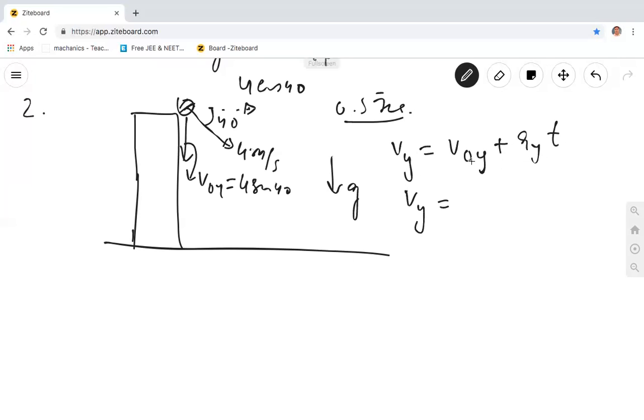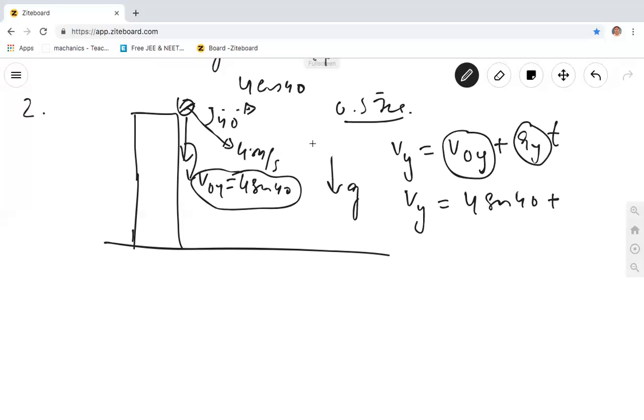So Vy you have to find. What is the initial V0y? 4 sine 40. Plus what is the acceleration in the y direction? Minus 10. What is t? 0.5. Here I write a positive sign. You want a negative sign for this? Yes. But there you have to write this also negative, because it is also in the downwards direction. So I took this positive and this positive, and that will make the same answer. Vy is equal to minus 4 sine 40 minus 5, because when you multiply 10 by 0.5, it's 5.